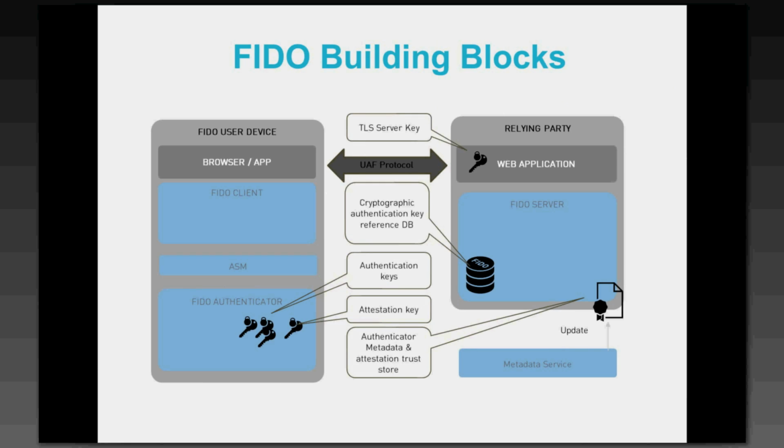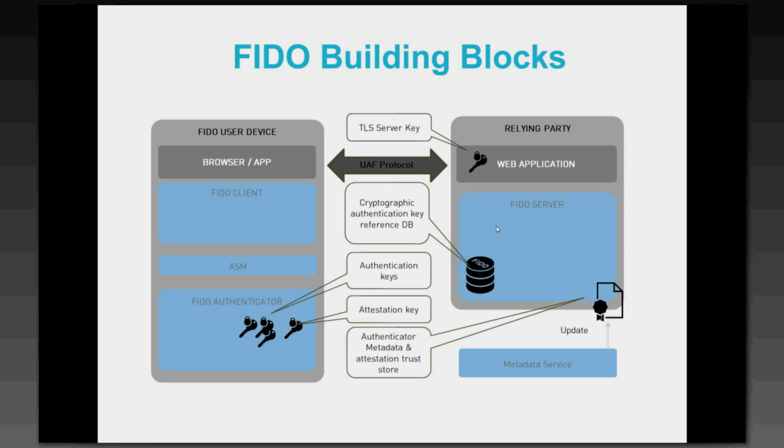So in the end, we get a set of building blocks in FIDO. On the right-hand side, we have the relying party setup. On the left-hand side, we have the user's environment. At the relying party, we have the normal web application. This is typically, in the financial situation, a banking application. In e-commerce, it would be the shopping application. And this application somehow talks to the FIDO server.